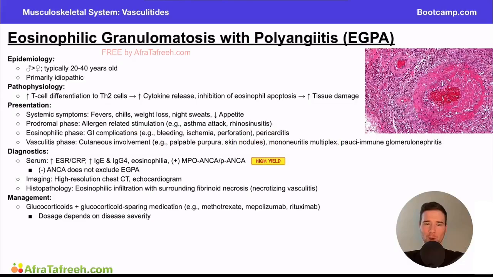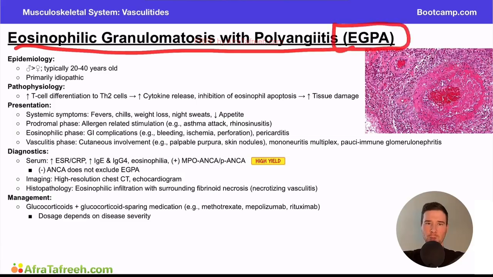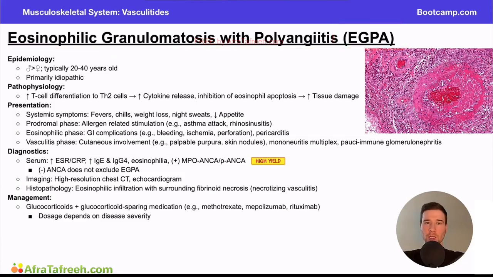So in this next video, we are going to talk about eosinophilic granulomatosis with polyangiitis. Sometimes this is abbreviated as EGPA. Keep in mind, this is also formerly called Churg-Strauss disease, but now we actually prefer to use this terminology. So this is a type of vasculitis. Specifically, this is a vasculitis that affects small vessels primarily.